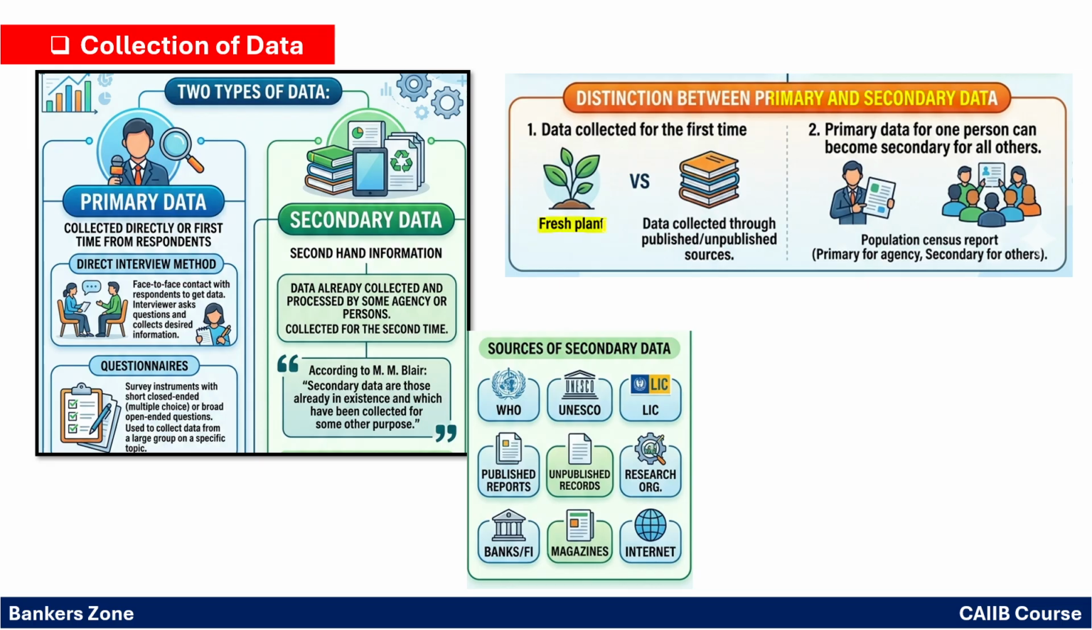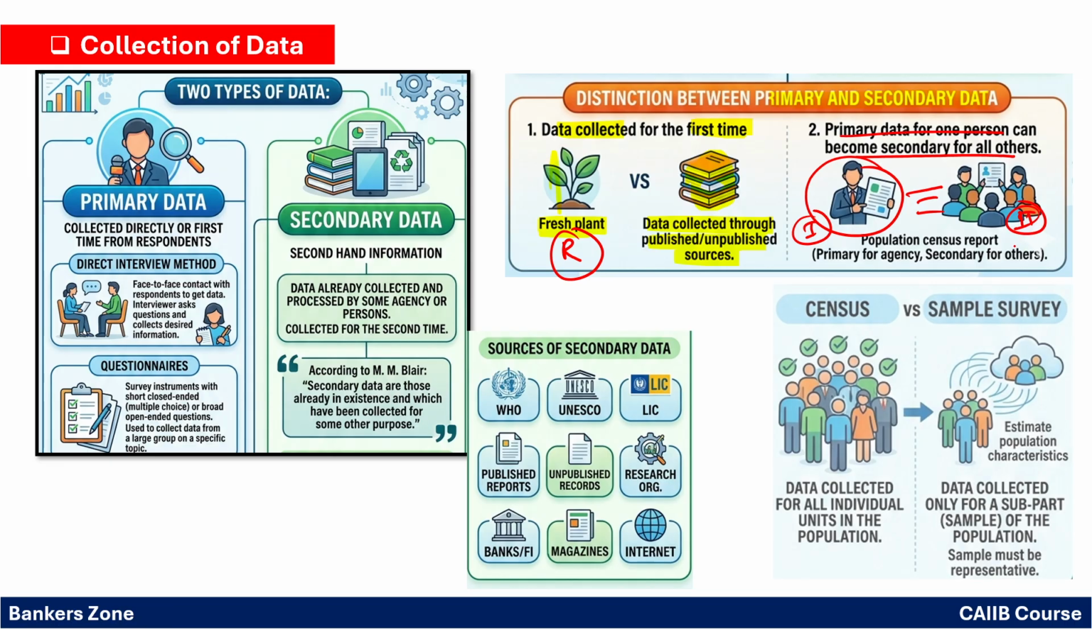Now see, what is the difference between primary and secondary data? Primary data is always the data which is collected for the first time, and the data collected through published or unpublished sources is secondary data. Primary data is also called raw data. Primary data for one person becomes secondary for all others. So the first time it reaches a person, it is primary for him. If he circulates it further, it becomes secondary for the others.